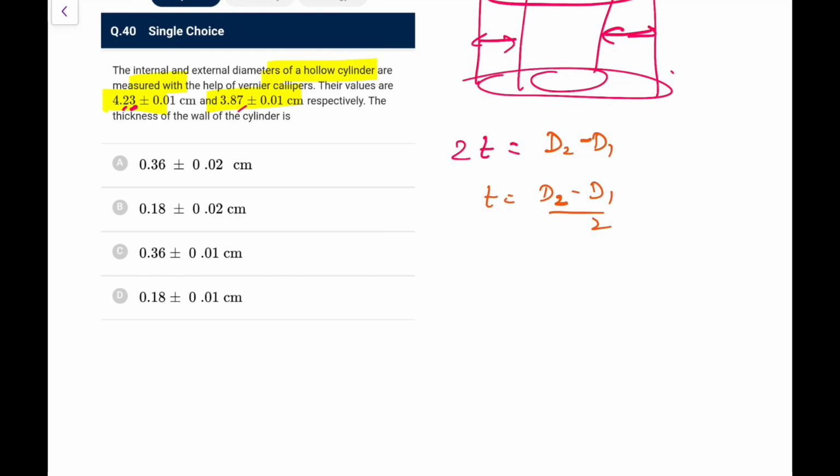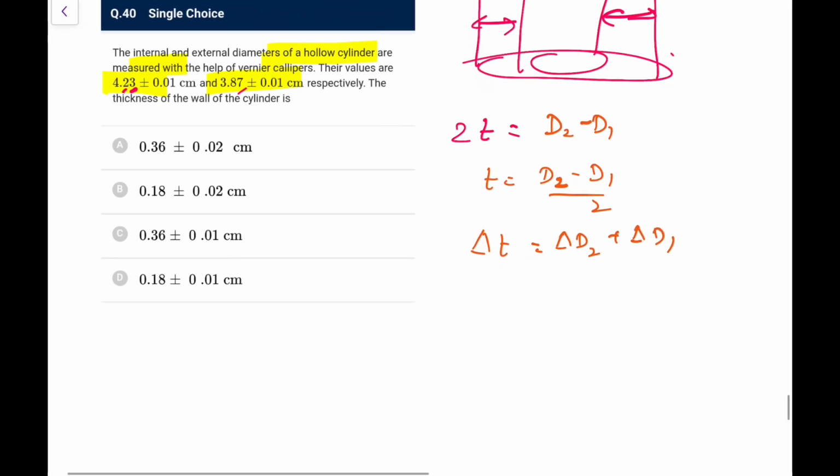So what I can make out, if I do this, first of all, the difference of the two: if I do d2 by 2 minus d1 by 2, the error, if I do delta t, I can directly say is delta d2 plus delta d1, because that 2 is by definition. So the error would be plus 0.02 for sure, so I can reject these options.